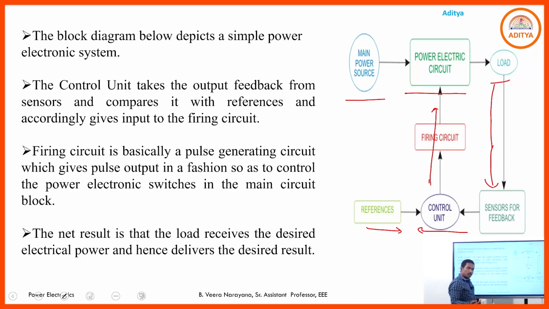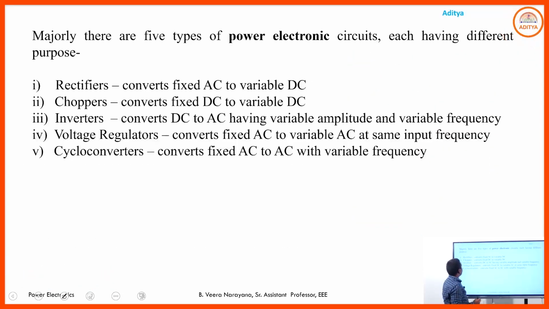And here we have the main source. We have different types of sources like AC source and DC source, and AC sources are again classified into two types: single phase AC supply and three phase AC supply. Depending on the availability of the source and the load requirement, we will design different types of power electronic circuits. Mainly we have 5 types of power electronic circuits, each having a different purpose. Depending on the load and the availability of the source, we will consider any one of these power electronic circuits.